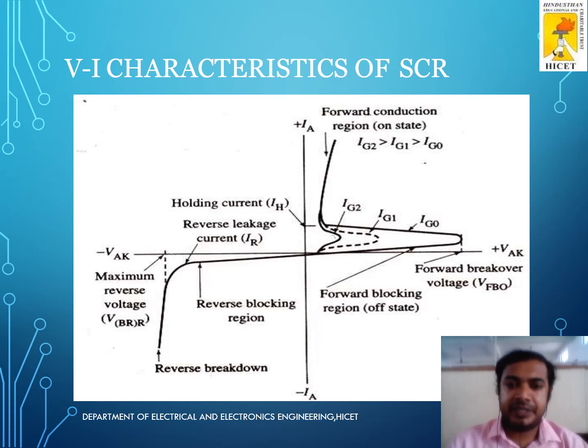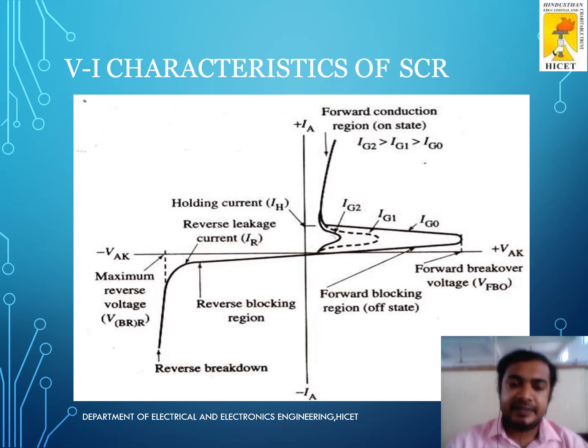For different gate currents, the response of the SCR is given here: IG0, IG1 and IG2. IG0 is the least gate current and IG2 is the highest gate current. For a larger gate current, only a very small anode to cathode voltage is enough to bring the SCR to the conducting state.